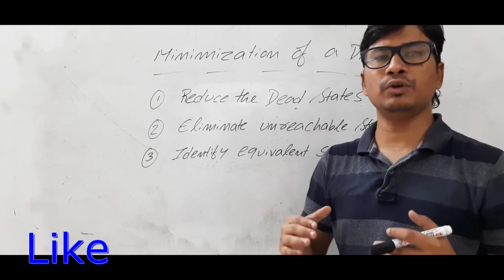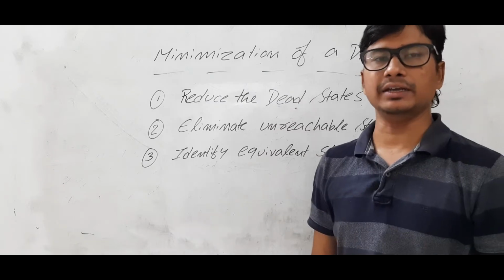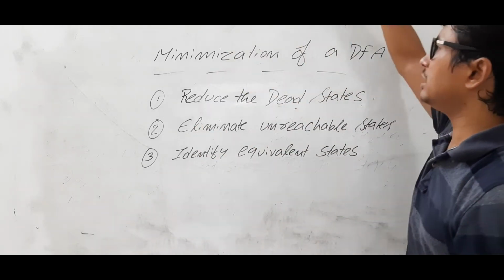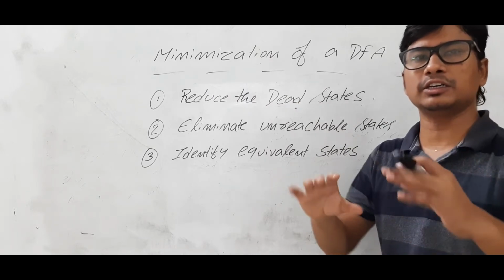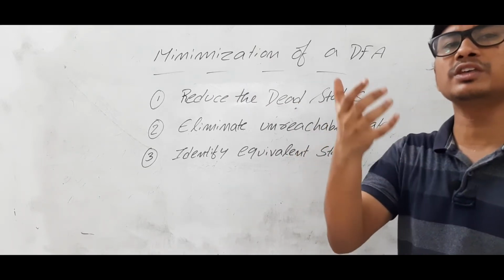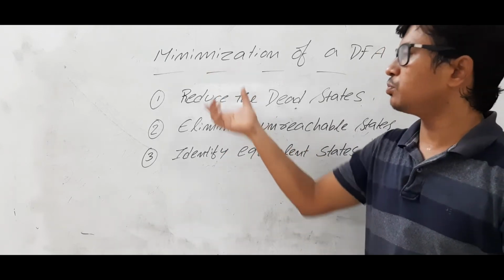I request everyone to watch my videos in a sequence for better understanding. In this video, we will discuss the minimization of a DFA. Till now we have directly constructed minimized DFAs. Suppose they have given a DFA, how can we minimize it into a smaller DFA?